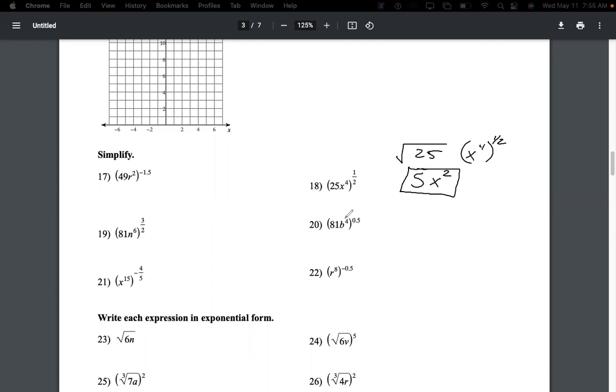All right, on number 20, it looks a little different from what we've seen in the past. It's raised to the 0.5. Well, that's the same thing as raising something to the 1/2, right? So we're going to take 81 and raise it to the 1/2 power, or square root it. And then we're going to take b to the 4th and raise it to the 1/2 power. Well, what's the square root of 81? 9. And b to the 4th power raised to the 1/2, what's 4 times 1/2? 2. So this is 9b to the 2nd power.